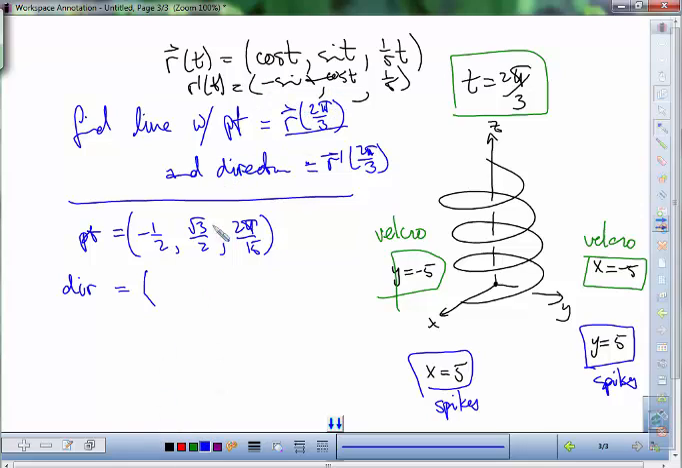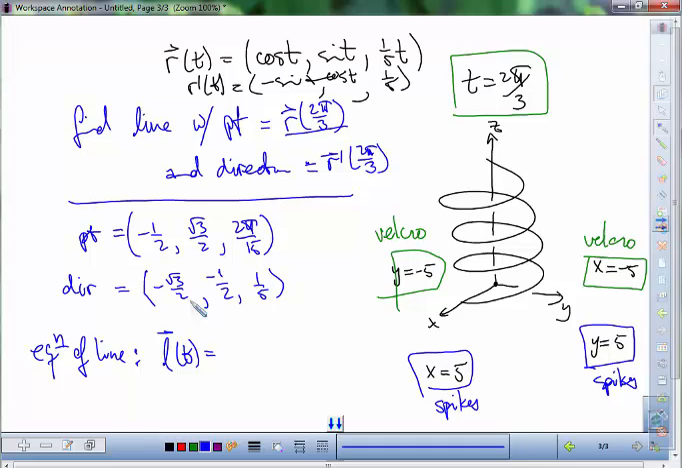So what is it? Negative? Okay. So our equation of the line, I guess I'll call it L of t, is going to be equal to, what's it going to be equal to?